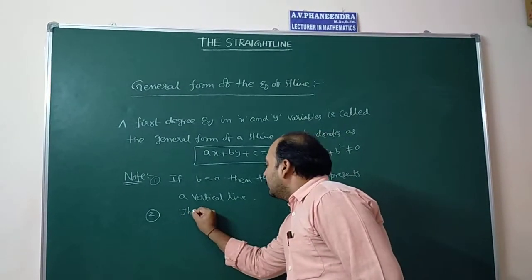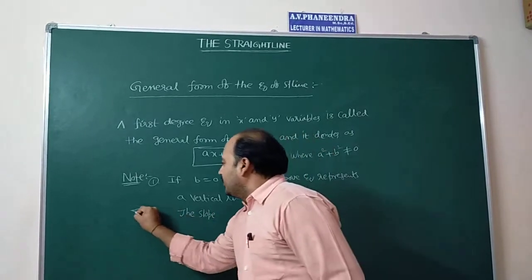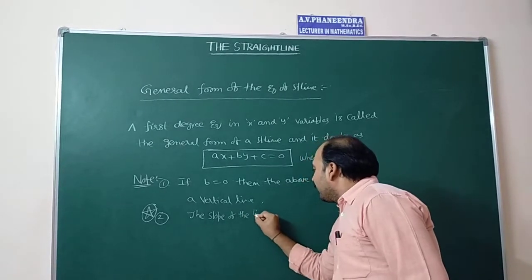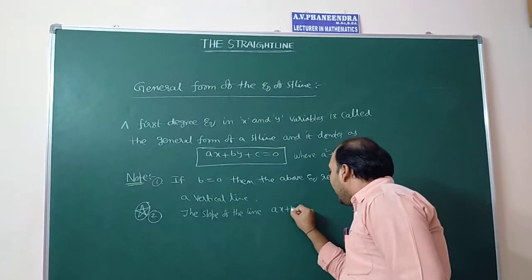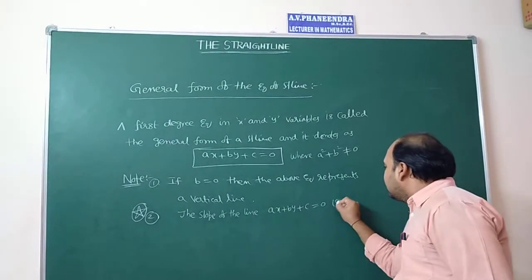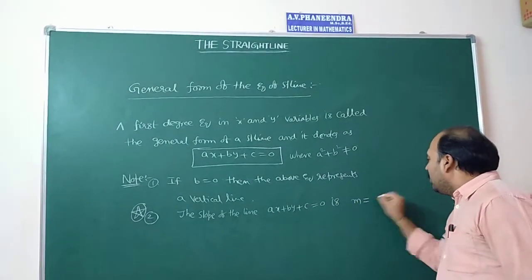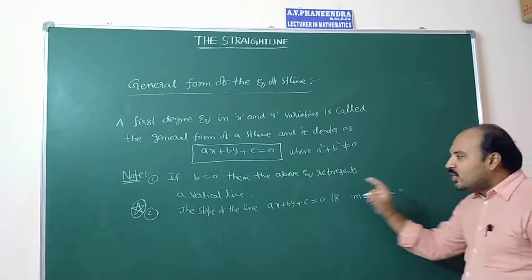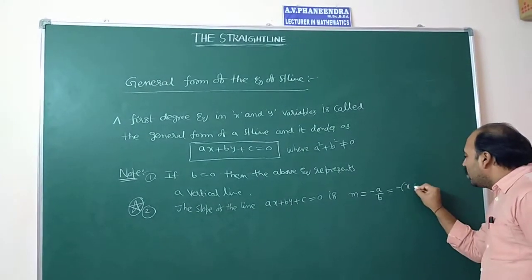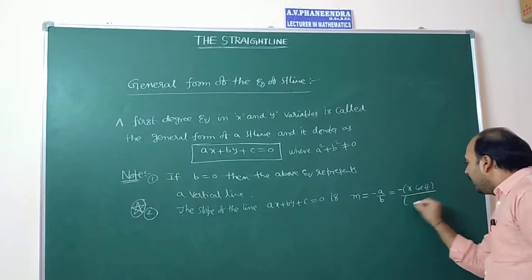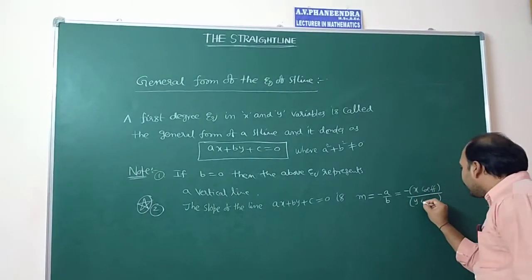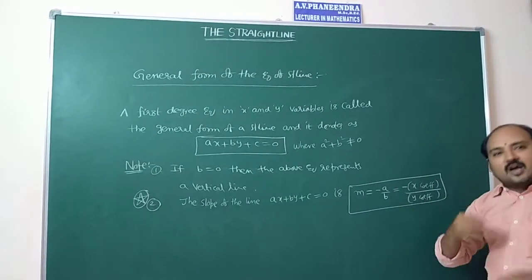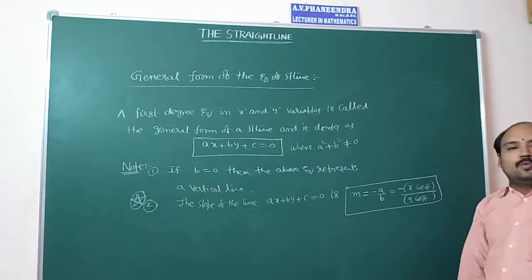The slope of the line, this is a very important point. The slope of the general line ax plus by plus c equal to 0 is denoted by m is equal to minus a by b, which is minus x coefficient divided by y coefficient. The slope of the line is always, remember, minus a by b, otherwise minus x coefficient by y coefficient.